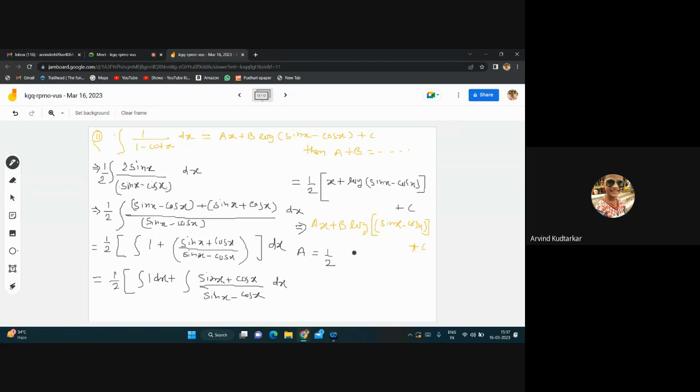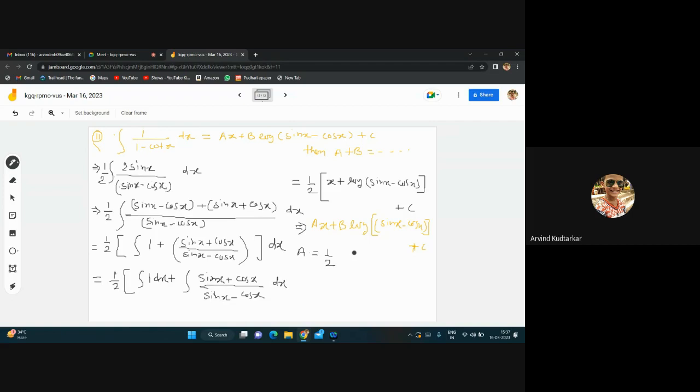So what they ask is to find the sum of the constants. How can we get the sum of the constants? This implies a plus b. A plus b means what? Half plus half. It is 1. So 1 is the correct option.